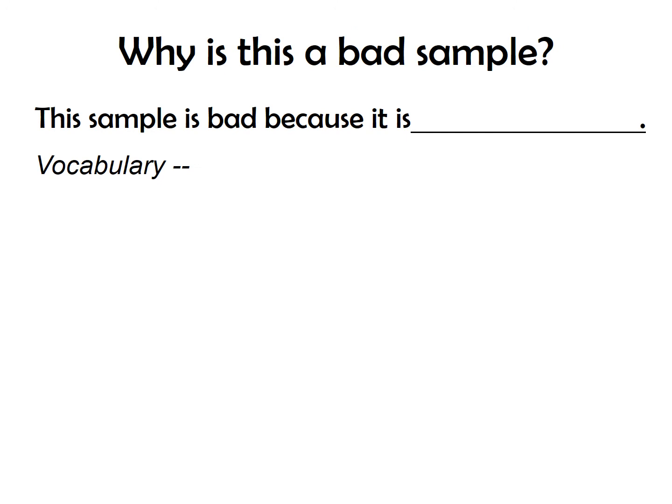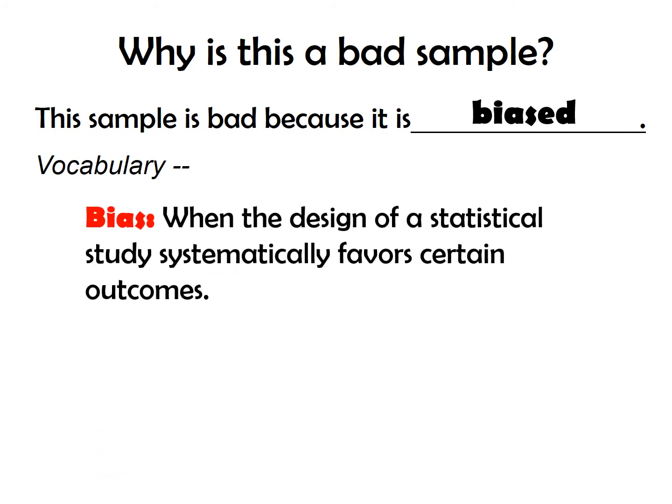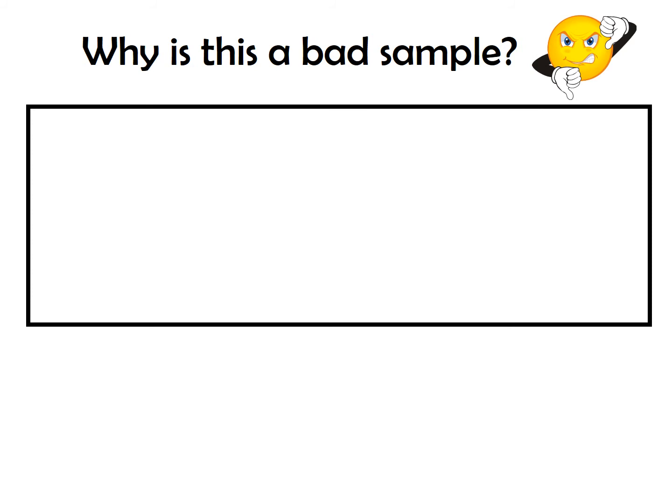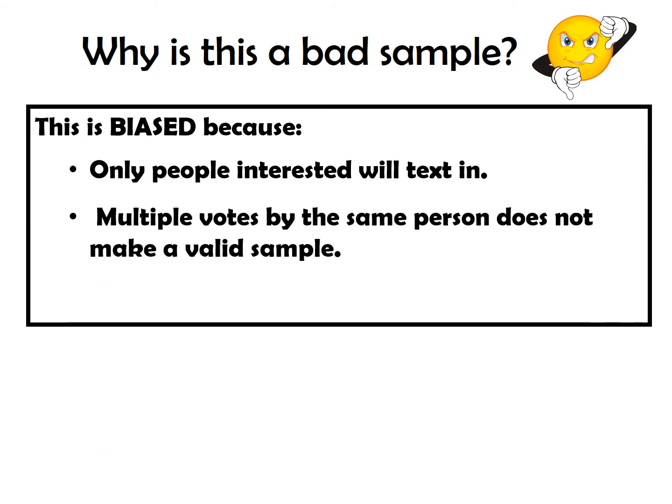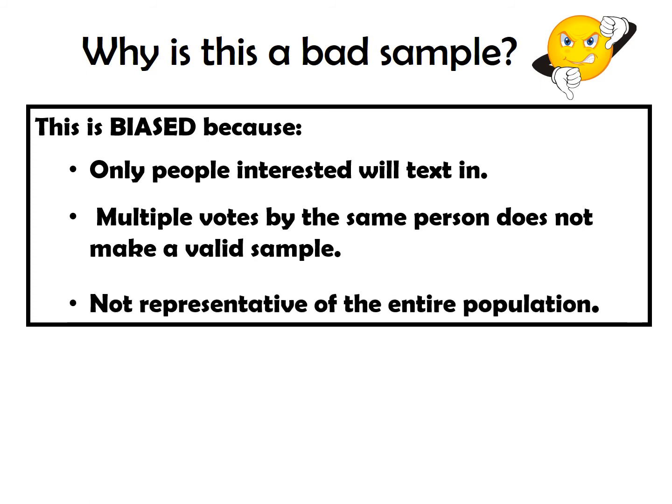So why is this a bad sampling method? The sample is bad because it has something called bias. Bias is when the design of a statistical study systematically favors certain outcomes. Why is this a bad sample? This is biased because only people interested are going to text in. Multiple votes by the same person does not make a valid sample. And it's not representative of the entire population.